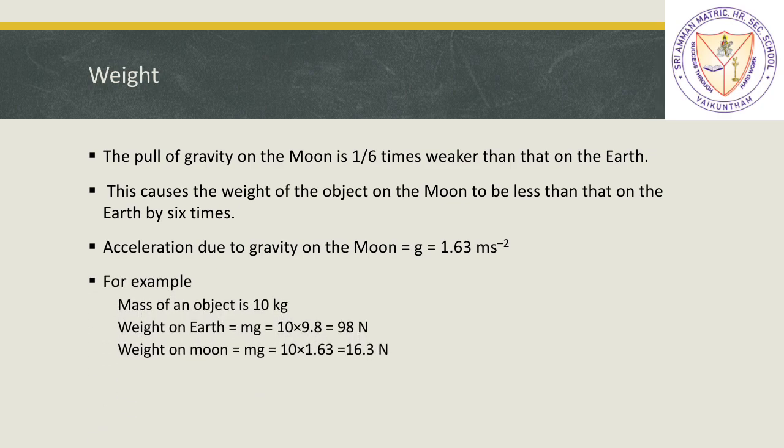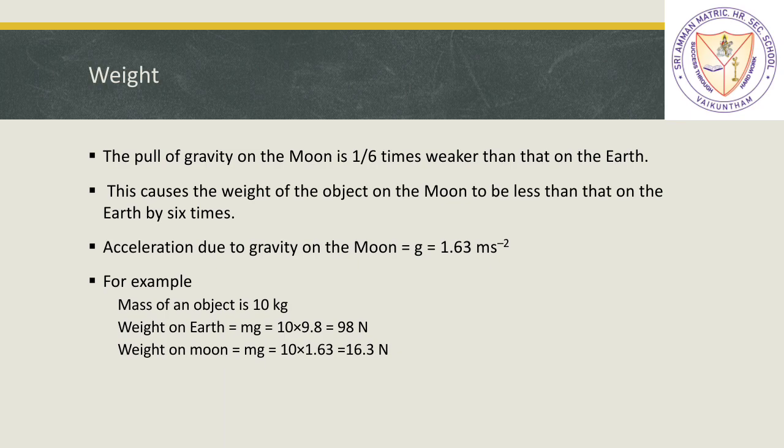So we are taking one small example. The mass of an object is 10 kg. Now we are measuring its weight on the Earth's surface, that is equal to mg, which is 10 into 9.8, which will give us the value of 98 newtons. The weight of the object, which has 10 kg mass, is 98 newtons on the surface of Earth.